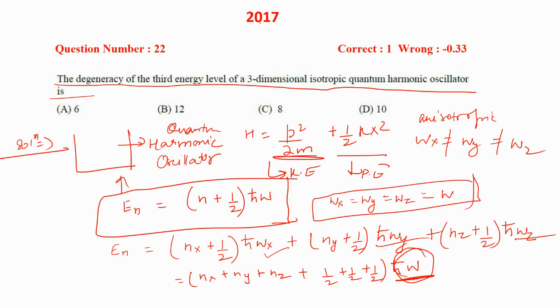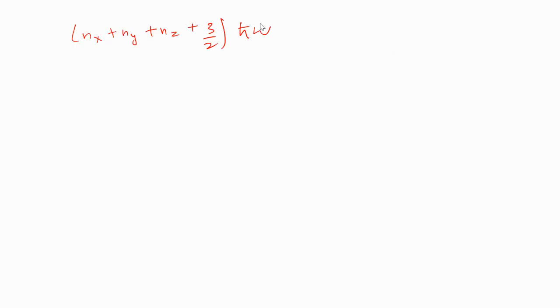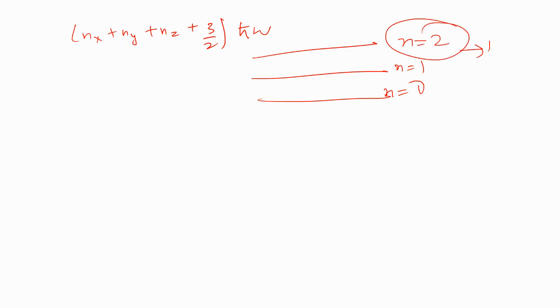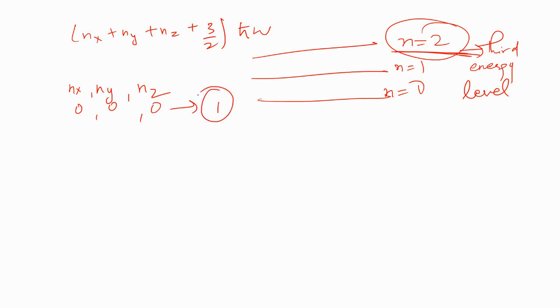In the question you are asked to find the degeneracy of the third energy level. The first energy level is the ground state, n equals 0. The second is n equals 1, and n equals 2 is the third energy level. How many ways are there to achieve n equals 2? That will be decided by the values of nx, ny, and nz. For n equals 0, there is only one way, 0, 0, 0. Only one, there is no degeneracy.